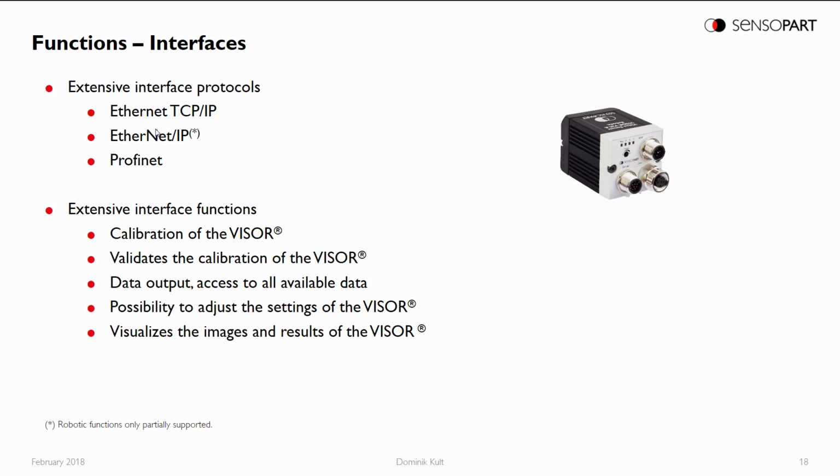This is also possible. And which functions can we handle over the interfaces? We can calibrate the VISOR. We can validate the calibration of the VISOR. We have access to all available data of the VISOR. We have the possibility to adjust the settings of the VISOR. For example, we can adjust the set offset value over the interface, and we have the option to visualize the images and the results of the VISOR.